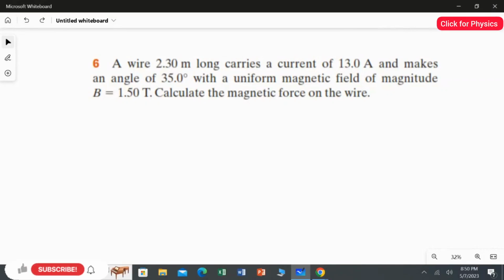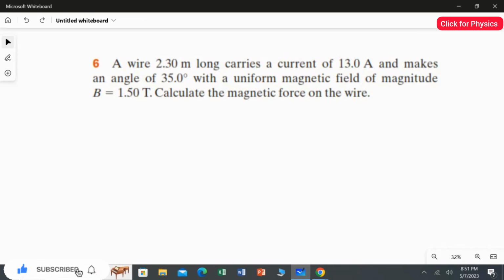Problem number 6. A wire 2.3 meter long carries a current of 13 ampere and makes an angle of 35 degree with a uniform magnetic field of magnitude B equal to 1.5 Tesla. Calculate the magnetic force on the wire.